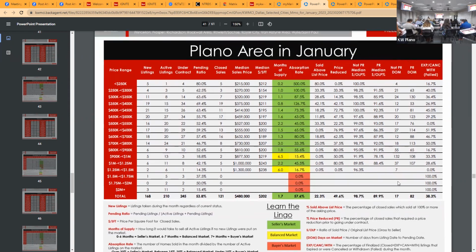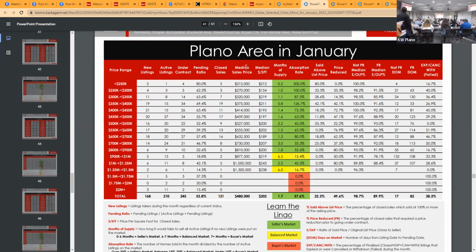So let's go through what each category means, which column. So price range is here, obviously. We just talked about that. New listings. This is new listings in the month. Active listings are active in the month of January. Under contracts, they went under contract in the month of January. And then the pending ratio, how many that were active went under contract. And then how many closed in the month of January.